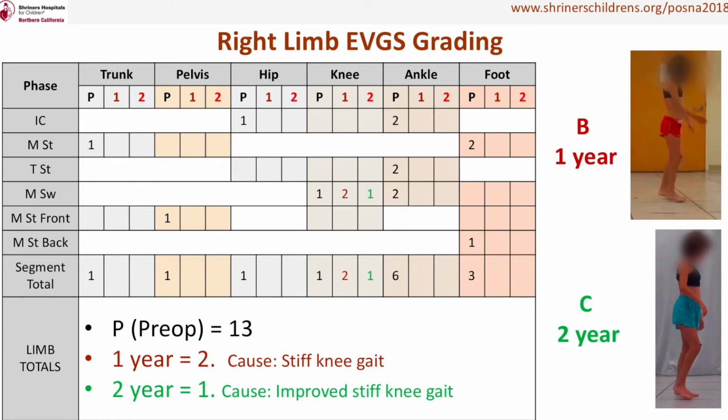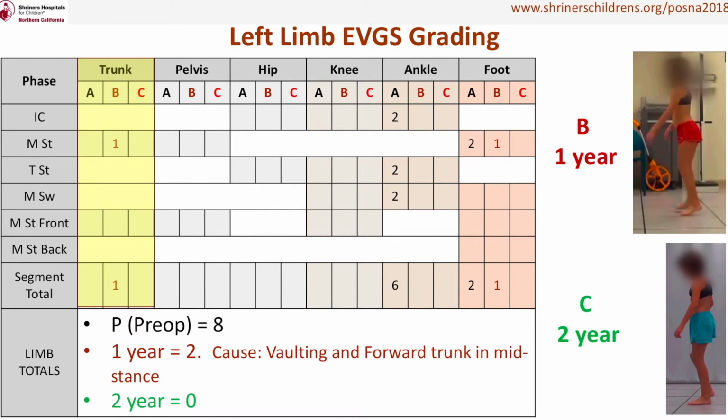The EVGS becomes even more helpful in refining our observations at the 1 and 2 year points. On the right side, we can see that all of the deviations in the trunk, pelvis, and hip have resolved at the 1 and 2 year points. At the knee, we notice that the mid-swing knee flexion actually worsens at the 1 year point, which we observed with the increased stiff knee gait, but then is back to baseline by 2 years. Finally, we see that the primary deviations around the foot and ankle have resolved after the surgery.